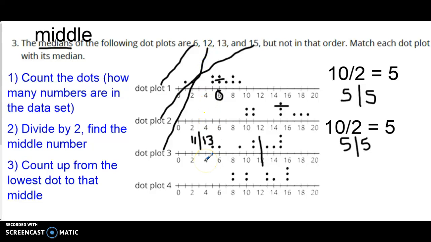And let's just make sure we're showing our work for dot plot number 4. I have 1, 2, 3, 4, 5, 6, 7, 8, 9, 10. So once again, I'm looking for the 5th and 6th dots. 1, 2, 3, 4, 5. Split. Dot 5 is at 13. Dot 6 is at 13. In between 13 and 13, I simply have 13.